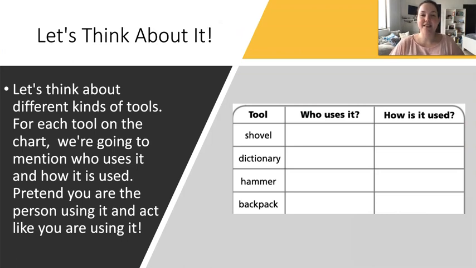Now let's think about it. Let's think about different kinds of tools. For each tool on the chart, we're going to mention who uses it and how it is used. I also want you to pretend that you are the person using it and act like you're using it. The tools that you will be discussing are shovel, dictionary, hammer, and backpack. Pause this video, discuss it over, and then come back when you're ready.